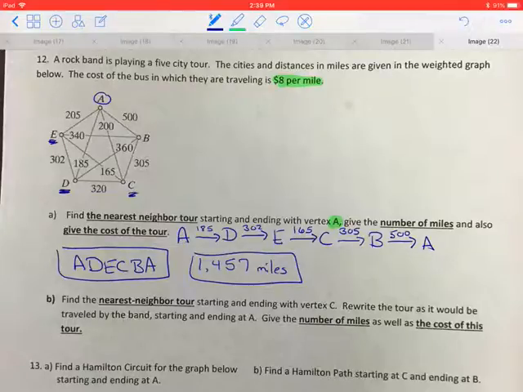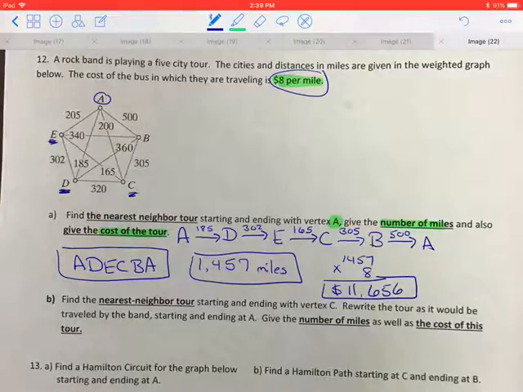So I did number of miles, but I also need to do cost. So this goes back to that $8 per mile. I'm going to take my answer from the first part, the number of miles, and I'm going to multiply it by 8. And that comes out to be $11,656. So this would be the cost of their tour.